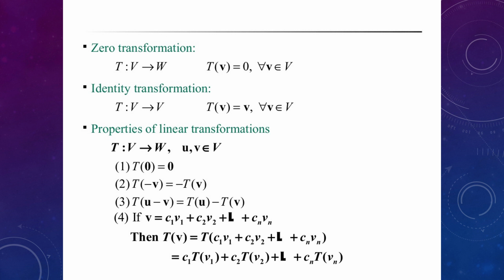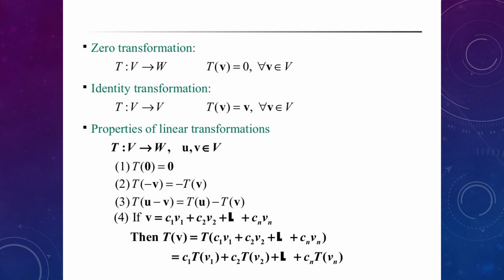Zero transformation: T such that V maps to W, T(v) equals 0 for all small v belonging to capital V. Identity transformation: T such that V maps to V, T(v) equals v for all v belonging to V.